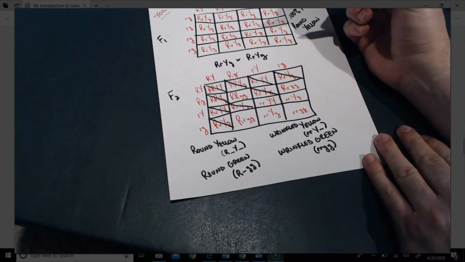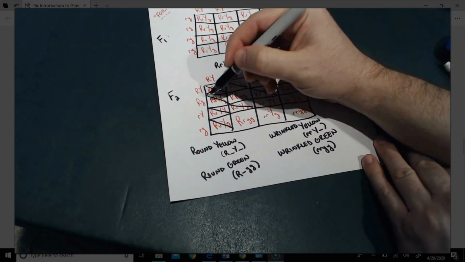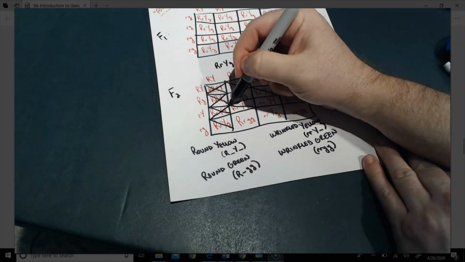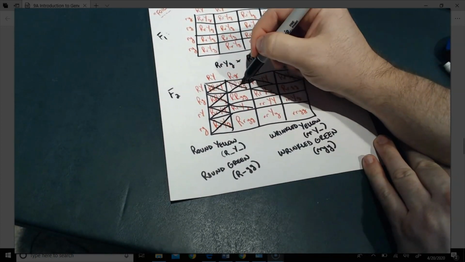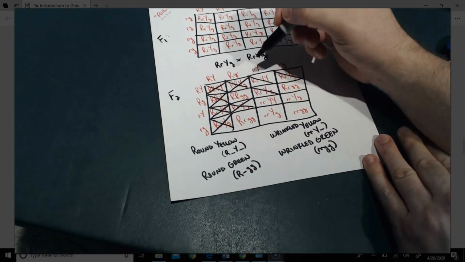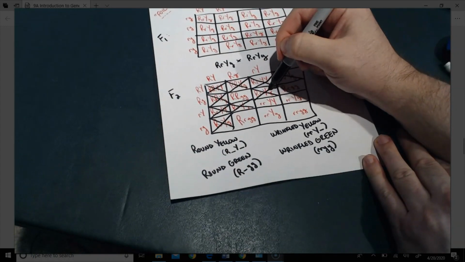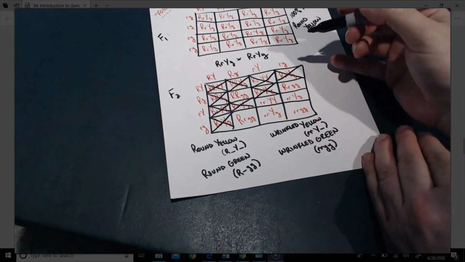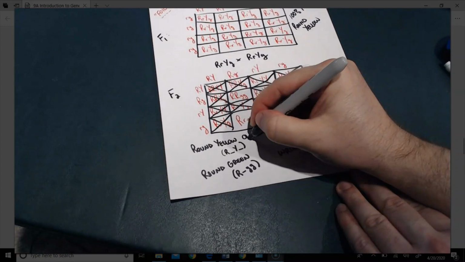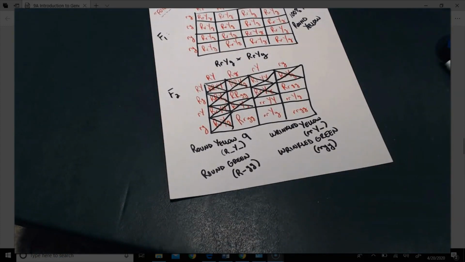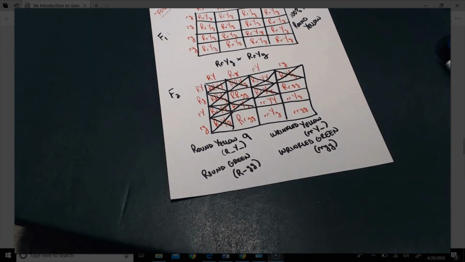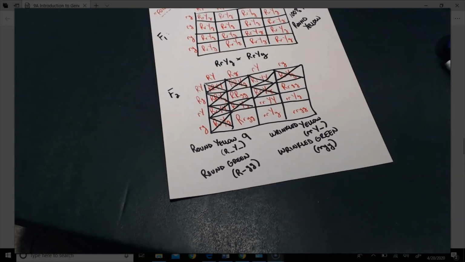Okay, it looks like we got 9. I'm going to go ahead and recheck that. 1, 2, 3, 4, 5, 6, 7, 8, 9. Yep. Okay, so we actually got 9 round and yellow. So a little over 50%, right? Because there's 16 squares. So 9 were round and yellow.